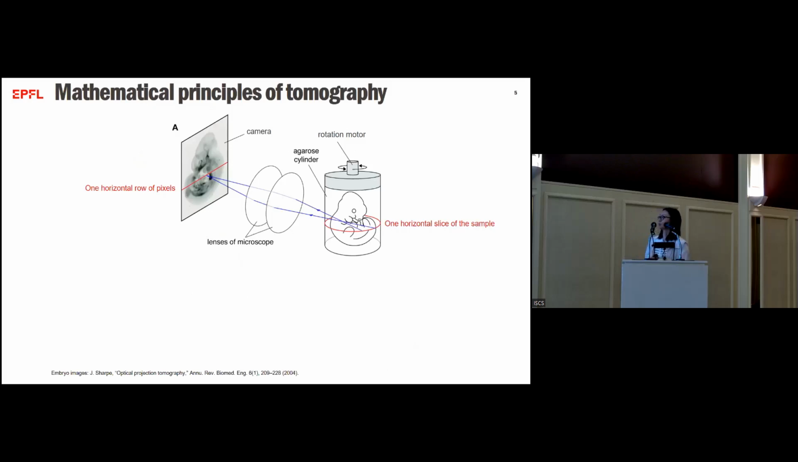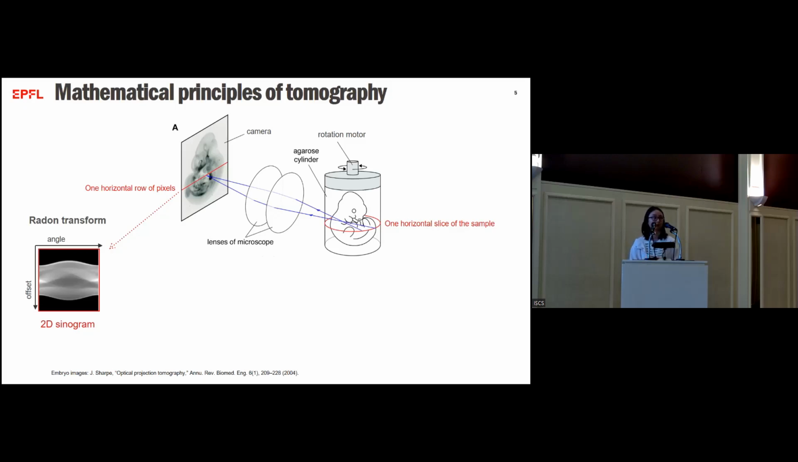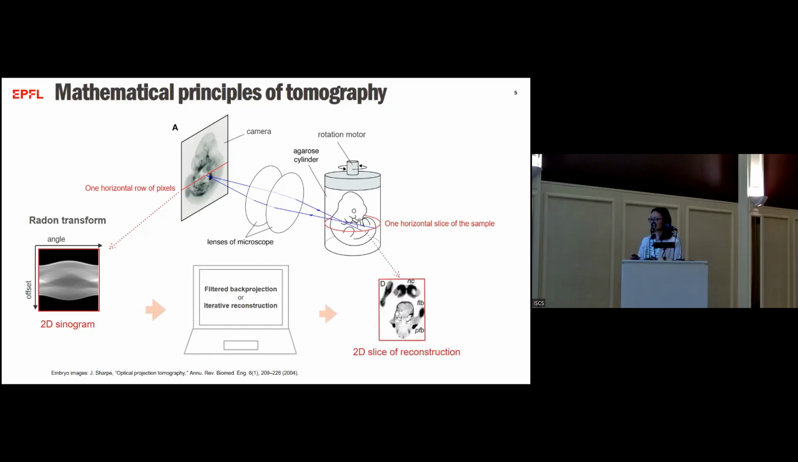Now let's have a closer look at the mathematical principle. Typically, the information contained in one horizontal slice of the sample that is perpendicular to the rotation axis is recorded in one horizontal row of pixels on the detector plane. As the sample rotates, this line of pixels will record a 2D sinogram. Mathematically, this process is called the 2D Radon transform. To reconstruct the image, we can either use the inverse filtered back projection algorithm or some iterative reconstruction methods. Then we obtain a stack of 2D slices.